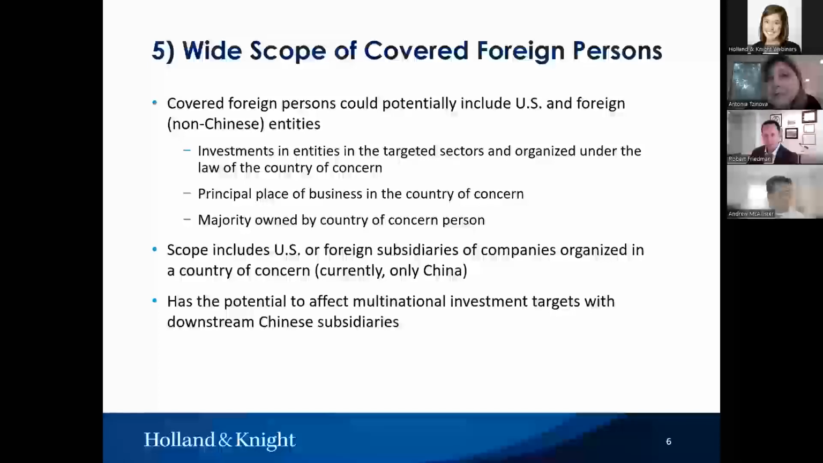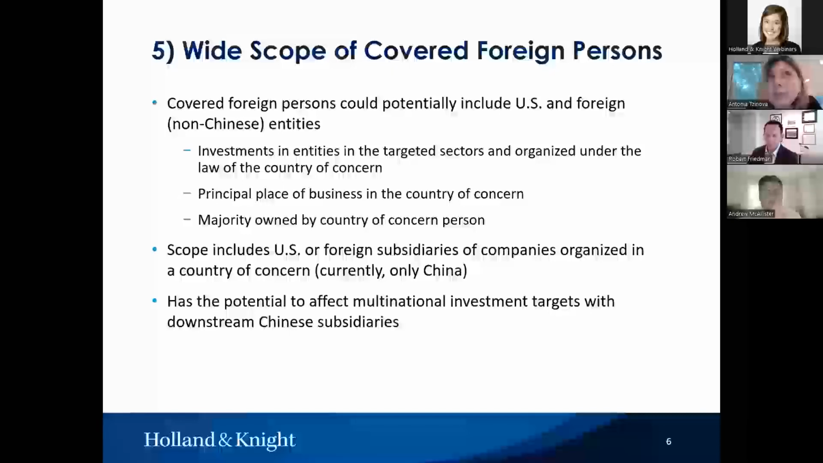As mentioned, this includes U.S. and foreign subsidiaries of companies organized in China, which is the only country of concern currently, so it has the potential to affect multinational investment targets with downstream Chinese subsidiaries.